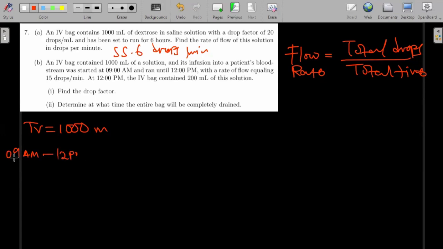So from 9 a.m. to 12 p.m., how many hours have passed there? 3 hours. So you can change these 3 hours to minutes, so that will be 60 multiplied by 3. So I have 180 minutes.